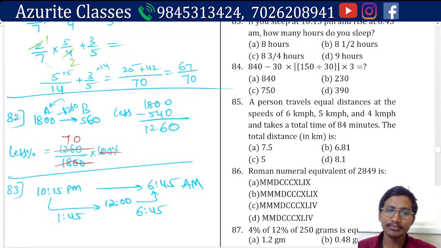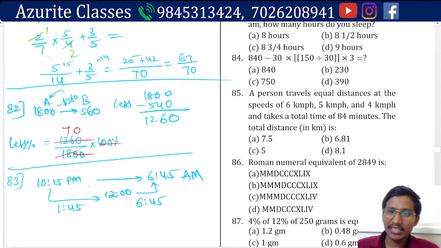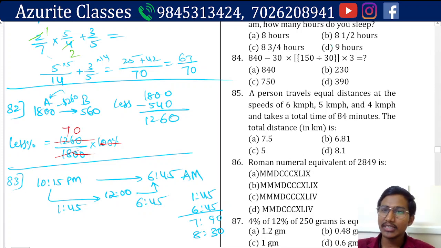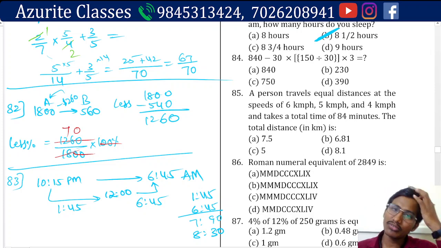Directly we just have to add. That is 1 hour 45 and 6 hours 45. So that will be 90 minutes here, 7 hours. So 90 minutes means 1 hour 30 minutes. So 8 hours 30 minutes, right? 8 hours 30 minutes means 8.5 hours, right? So option B is the answer for the 83 question. Okay, good. Next, let us do 84.